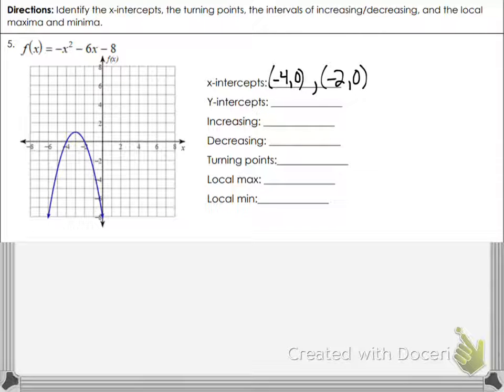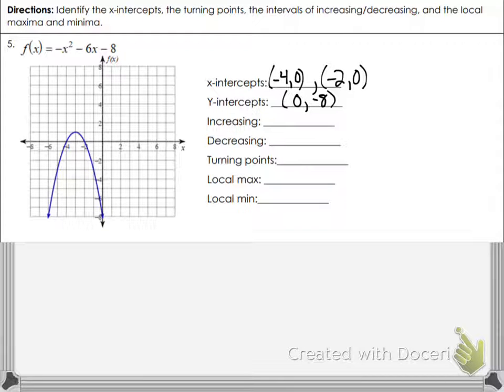Okay, what's a y-intercept in general? Where my graph crosses the y-axis. Where is this one crossing the y-axis? -8. So what's the ordered pair? 0, -8. Not -8, 0, because you're not going left or right, you're going down 8 to get that ordered pair. Any questions so far about our x or y intercepts?